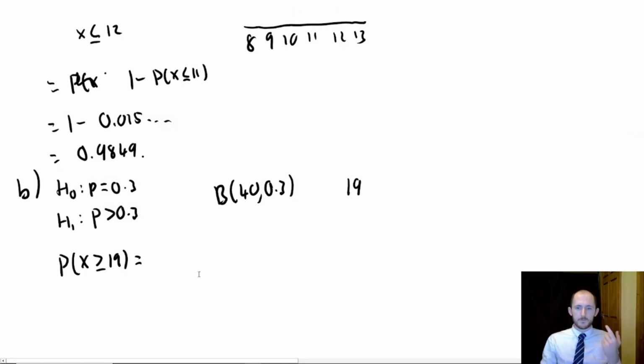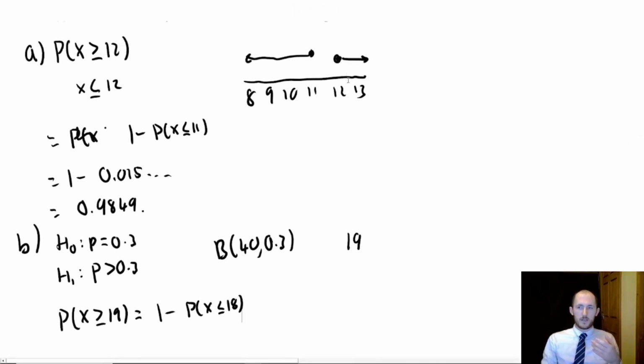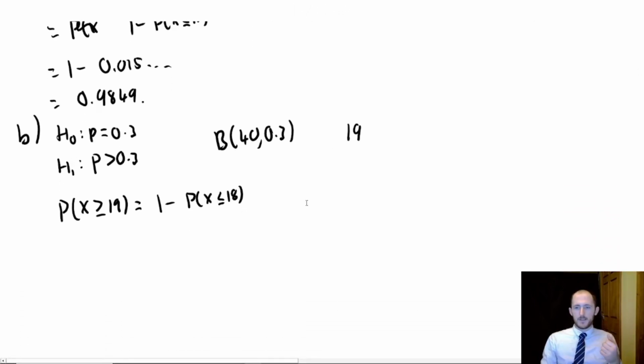So, the only way I can do that is by doing 1 minus the probability that x is less than or equal to 18. And again, you can use your number line to verify why. So let's do it.